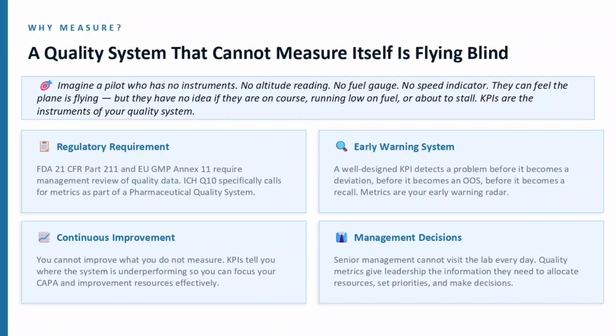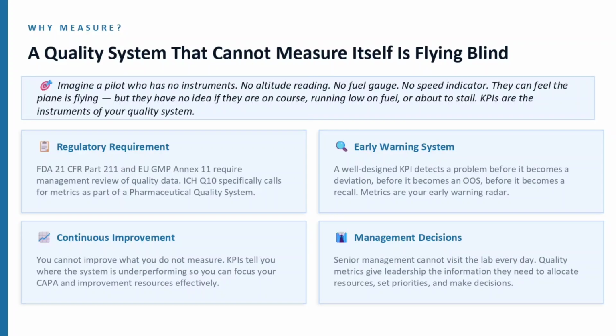Why measure at all? Imagine a pilot flying a commercial aircraft with no instruments. No altimeter. No fuel gauge. No speed indicator. No compass. They can feel the plane is flying. The engines sound fine. But they have absolutely no idea if they are on course, if they are running out of fuel, or if they are about to stall. They are flying blind. A quality system without metrics is exactly the same thing.